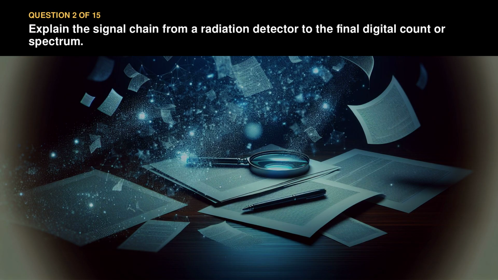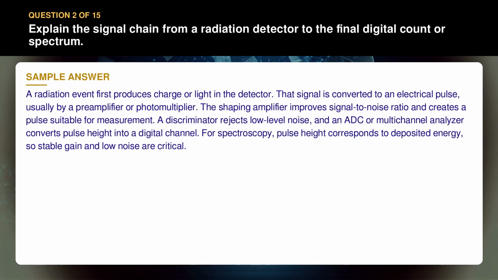Question 2. Explain the signal chain from a radiation detector to the final digital count or spectrum. A radiation event first produces charge or light in the detector. That signal is converted to an electrical pulse, usually by a preamplifier or photomultiplier. The shaping amplifier improves signal-to-noise ratio and creates a pulse suitable for measurement.